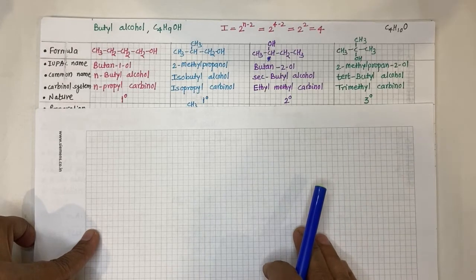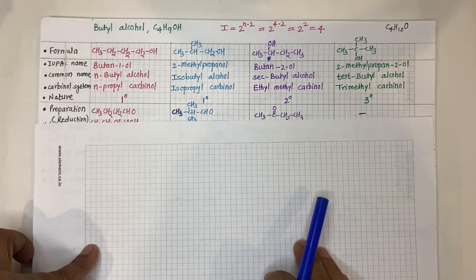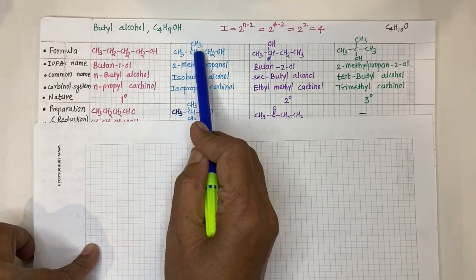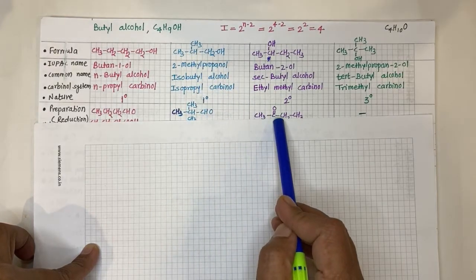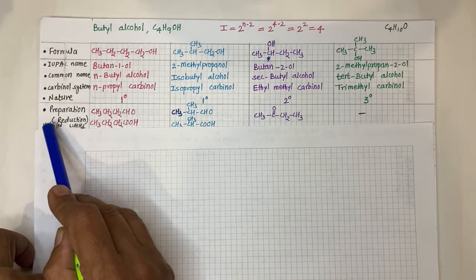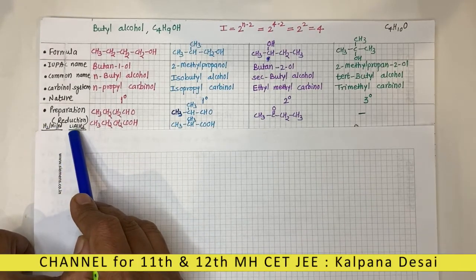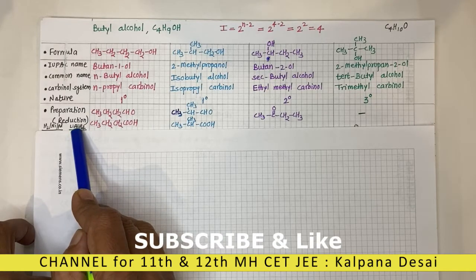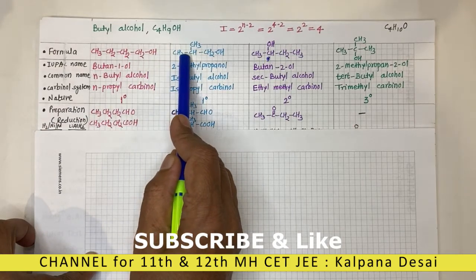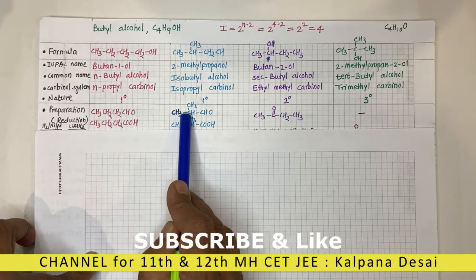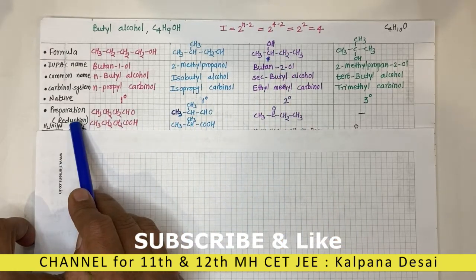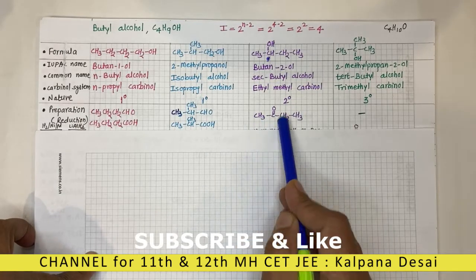Now one more, you know that an aldehyde on reduction gives a primary alcohol, while a ketone on reduction gives a secondary alcohol, by using catalytic hydrogenation or lithium aluminum hydride. Therefore these 2 are primary alcohols, prepared by reduction of the corresponding aldehyde. While this is a secondary alcohol, it is prepared by reduction of the corresponding ketone.